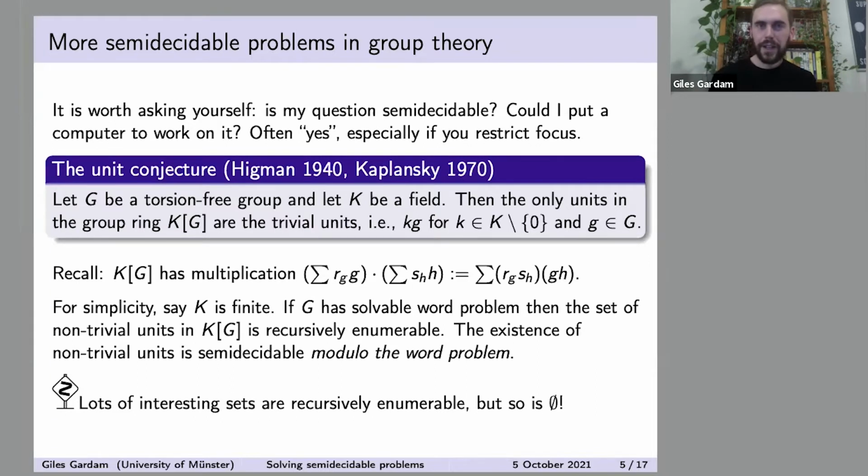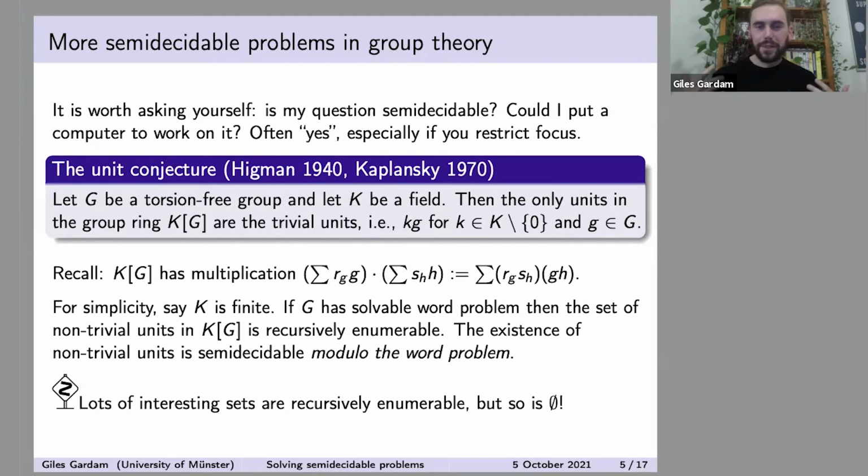Okay, so the consequence of this is that the existence of non-trivial units is semi-decidable modulo the word problem. So if you give me a generating set of a group and some oracle that will solve its word problem for me, then say at least with finite field coefficients, I can just go along and attempt to produce a non-trivial unit. If one exists, I'll eventually stumble into it. And then I can say, okay, there are non-trivial units in this group ring.